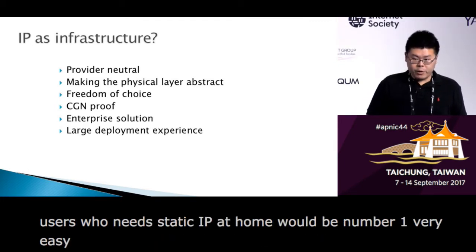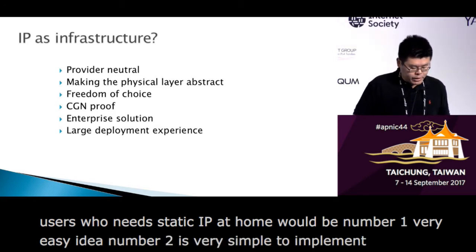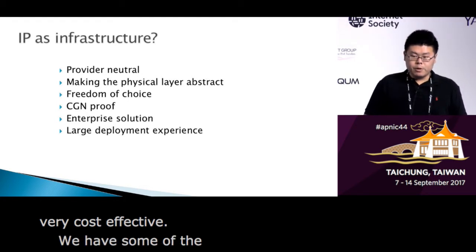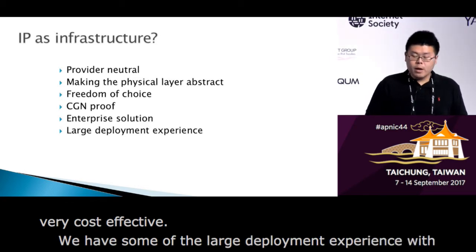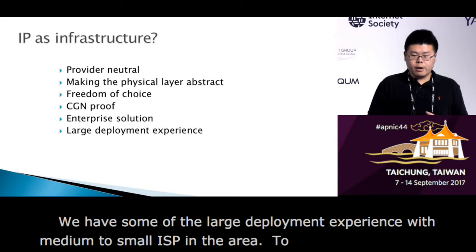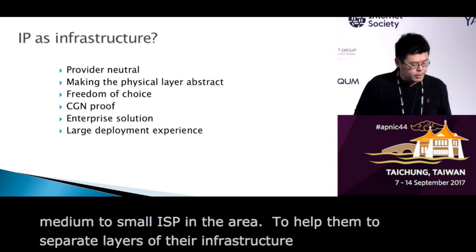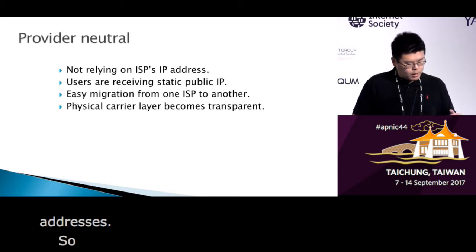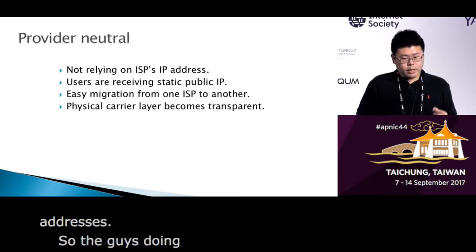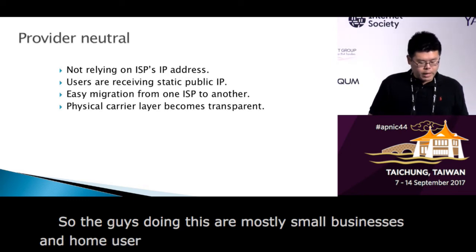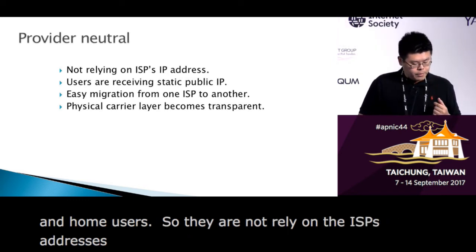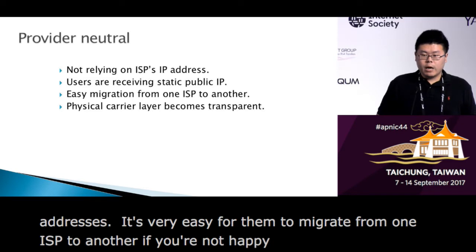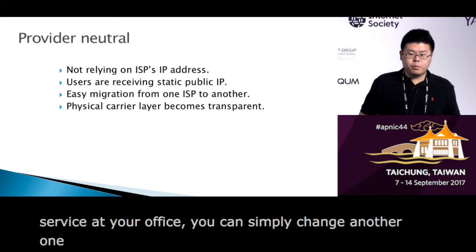Number two, it's very simple to implement. Number three, it's very cost effective. We have some of the largest deployment experience with medium to small ISPs in the area, helping them separate the layers of their infrastructure from the IP addresses. The people doing this are mostly small businesses and home users, so they're not relying on the ISP's addresses. It's very easy for them to migrate from one ISP to another. If you're not happy with your current ISP service at your office, you can simply change to another one, because the IP wasn't provided by them in the first place.